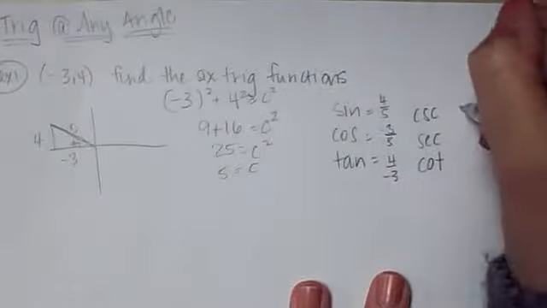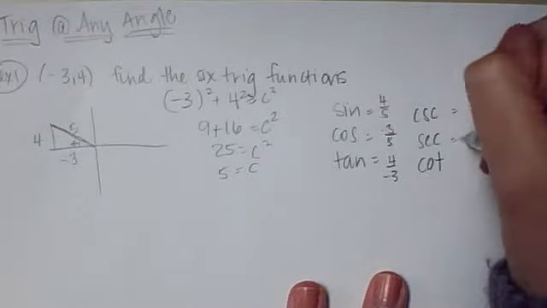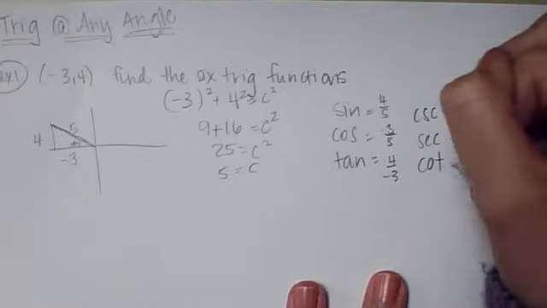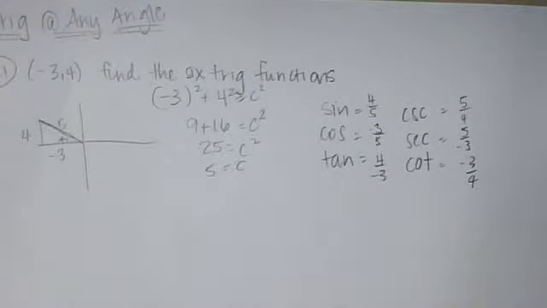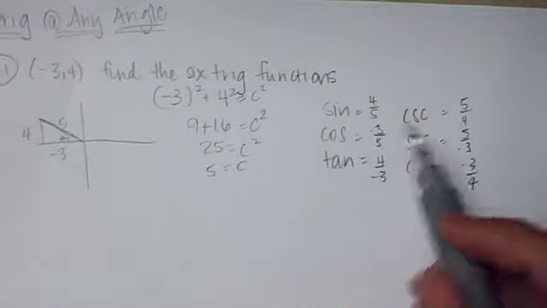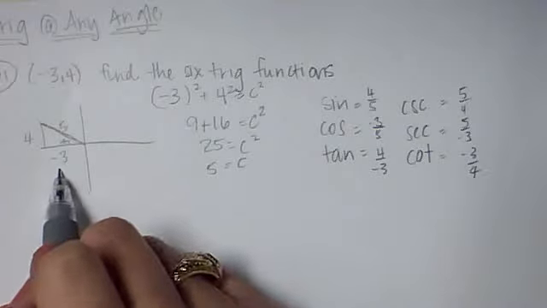And then if I go to flip each one of those, it would be 5 over 4, 5 over -3, -3 over 4. And I could always check those out. For instance, secant is hypotenuse over adjacent, that does check.